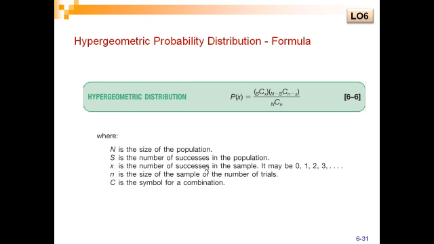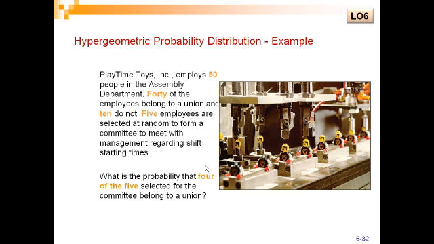The formula for the hypergeometric distribution is P(x) equals SCx multiplied by (N minus S)C(n minus x) divided by NCn, where N is the size of the population, S is the number of successes in the population, x is the number of successes in the sample. It may be 0, 1, 2, 3 and so on. n is the size of the sample or the number of tries, and C is the symbol for a combination.